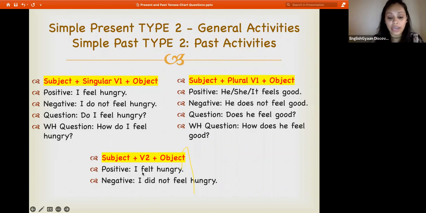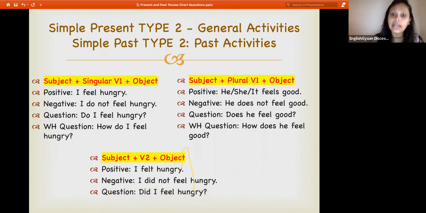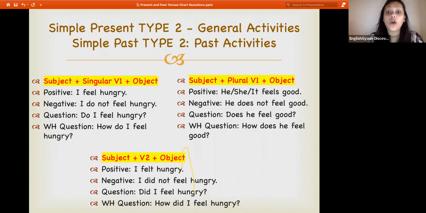और ये felt जो है ये feel हो जाएगा. You will use did not plus V1. Why? Because two past tenses cannot come in one statement. So I felt hungry. Negative, I did not feel hungry. Question, did I feel hungry? Why did I feel hungry? Or when did I feel hungry? Or how did I feel hungry? This is type 2 simple present versus type 2 simple past. This is something that you need to remember.